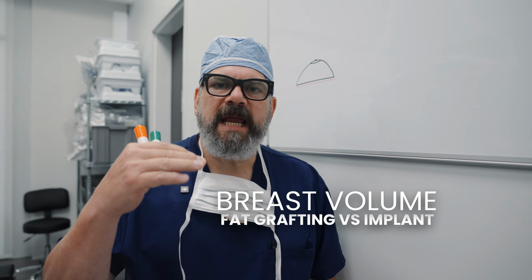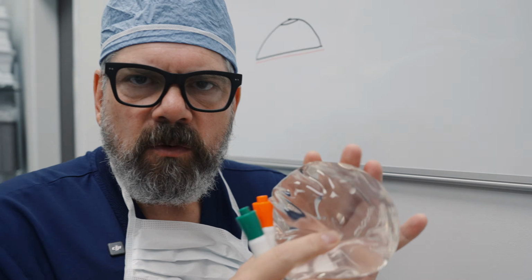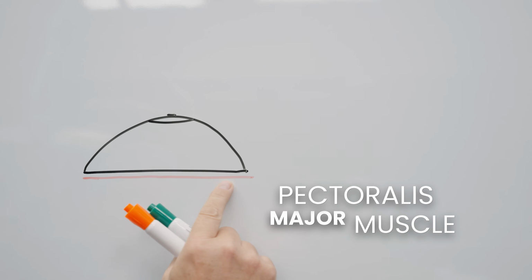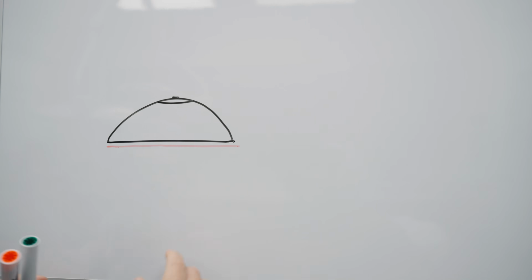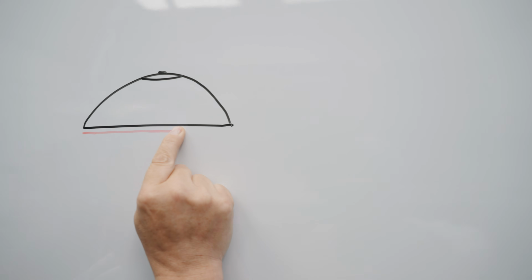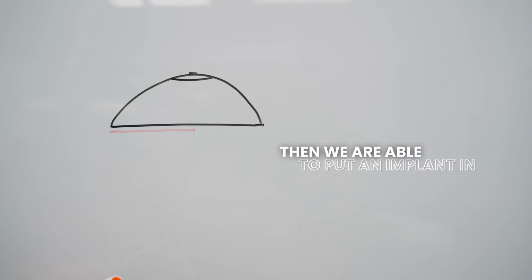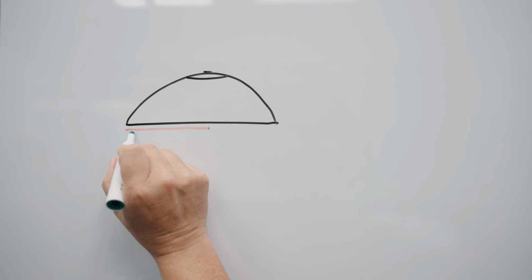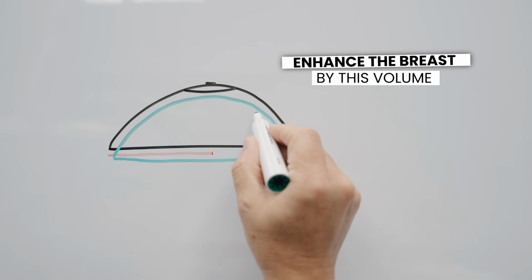So why can't you get the same volume in your breast with breast fat grafting as you can with an implant? Well, let me just explain that. So here's a breast. We're looking at it from the side. This is the pectoralis major muscle. And so, the implant can go under or above or whatever, but let's say we're putting the implant under the muscle. Well, we actually cut the muscle at this lower part, and that allows that muscle to move upwards, and then we're able to put an implant in. Let's say we're going under the muscle. So then we're able to put an implant in that's going to enhance the breast by this volume.